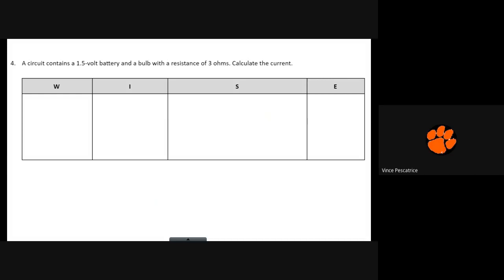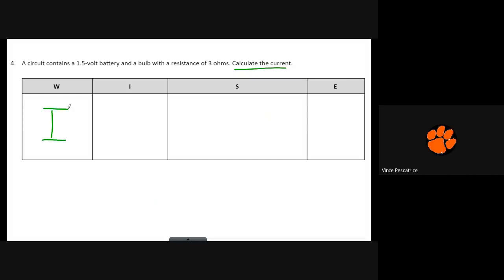4 here. And this one is similar. So we're going to follow the same steps. It says a circuit contains a 1.5 volt battery, a bulb with resistance of 3 ohms. Calculate the current. So this one's pretty straightforward for us. It tells us right here to calculate the current. So what are we finding? The current. Remember, current is an I.